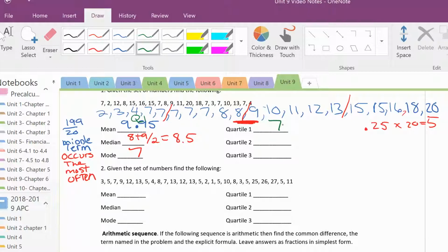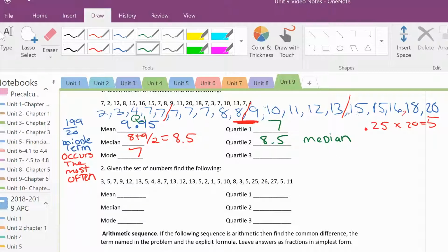Quartile 2 is the same as the median. So quartile 2 is 8.5, because that value would be right in the middle. That would be bigger than the top 50%.